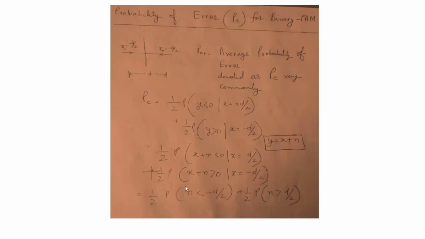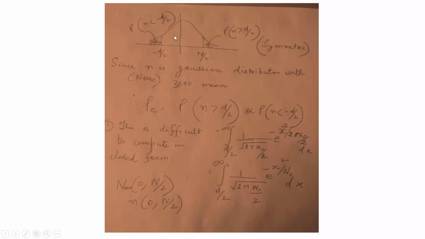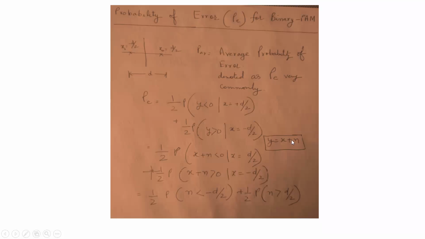So in that case, if we put the value of x equal to d by 2 in the first inequality, we get half the probability that n is less than minus d by 2, and in the second term, let us put the value of x to be minus d by 2, which gives plus half the probability that n is greater than d by 2. So it is half the probability n less than minus d by 2 plus half the probability n greater than d by 2.